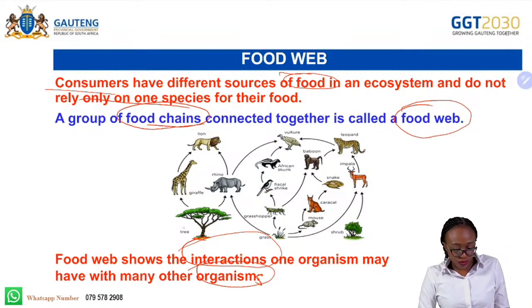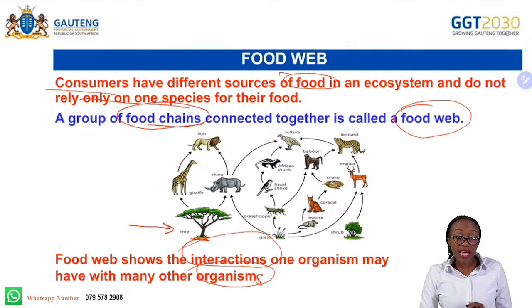If we start off with the tree over here, I'm just going to point this arrow to guide you. The giraffe is the primary consumer of the tree. Then the giraffe gets eaten by the lion. So that is one food chain. If we look on this side, the rhino eats the tree, and then the rhino is eaten by the lion. So in this particular case, the lion's menu consists of the giraffe and the rhino. So we have two food chains here.